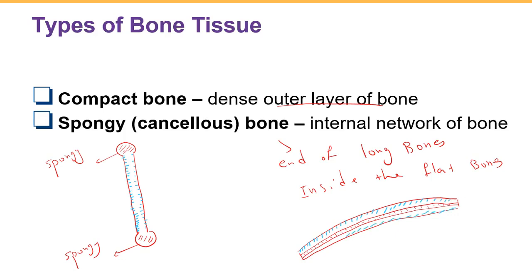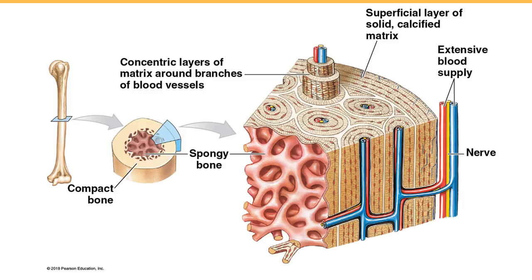Okay, now let's look at these bones under the microscope. Here is a picture of compact and spongy bone. If you cut a bone, you can see how compact bone is found at the outer layer, and the spongy bone in this long bone is found as a thin layer inside of the bone.